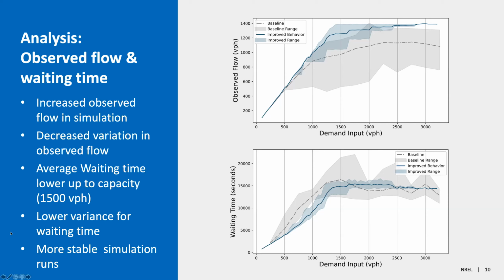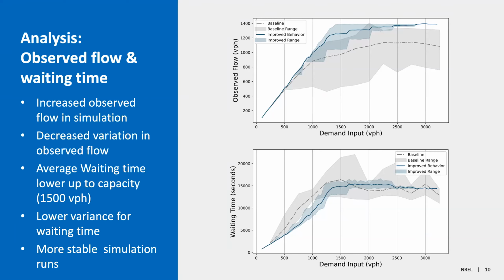If we go down to the waiting time as a correlate for delay, we can also see that the waiting time is far less up to the 1,500 vehicles per hour for the improved behavior compared to the default. And it seems to have a lower variance as well. So it seems a lot more stable for the waiting time.